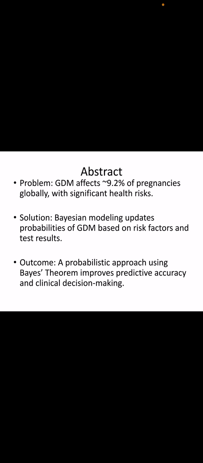If a mother has GDM, it will adversely affect the health of the child, and after the delivery the child will also get the effect of the mother's gestational diabetes. The solution is Bayesian modeling, which updates probabilities of GDM based on risk factors and test results. This will help in the early detection of gestational diabetes. Outcome: a probabilistic approach using Bayes theorem improves predictive accuracy and clinical decision making.